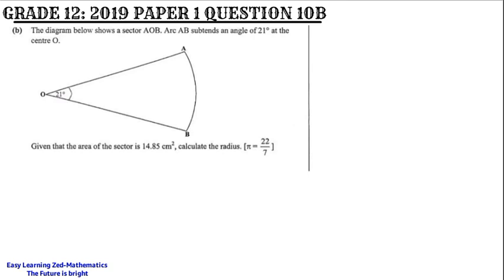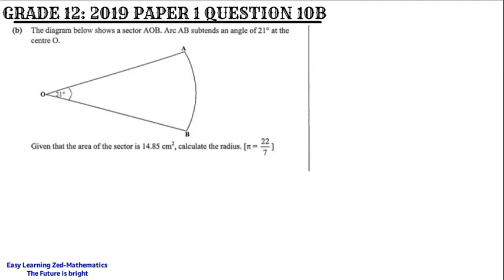Okay, so the question was as follows. The diagram below shows a sector AOB. Arc AB subtends an angle of 21 degrees at the center O. Given that the area of the sector is 14.85 centimeters squared, calculate the radius. Take pi to be 22/7. So this was the question, and we are told to use pi as 22/7.